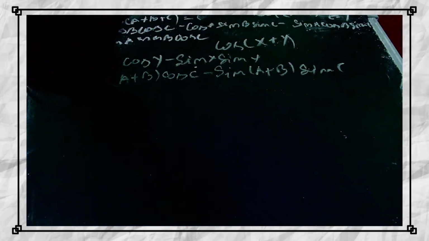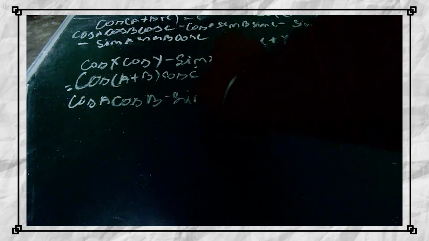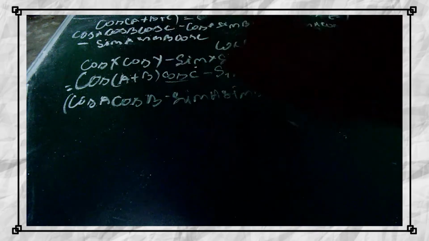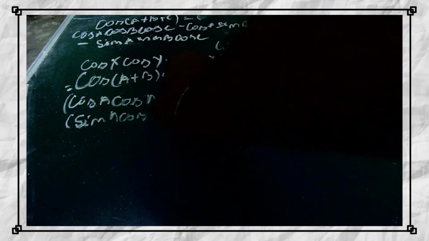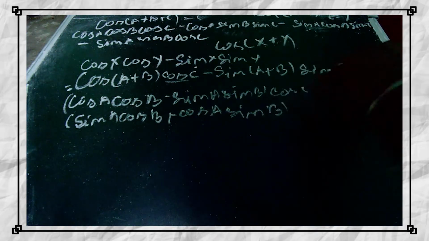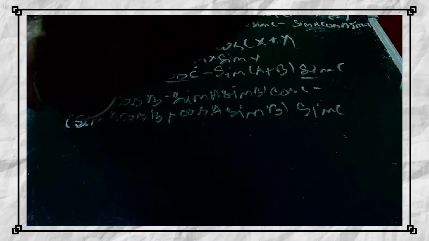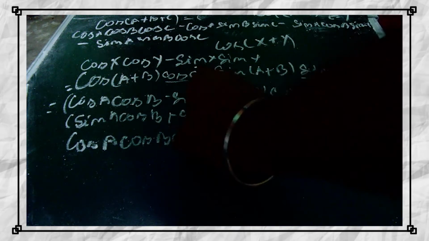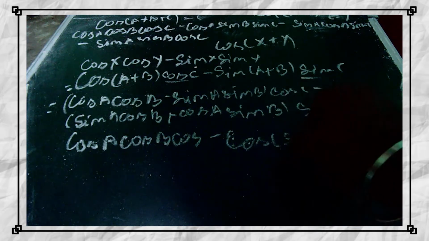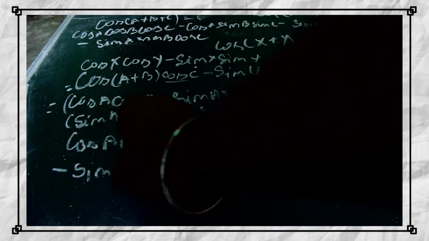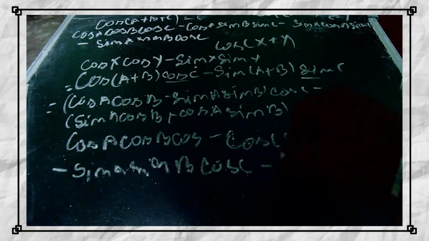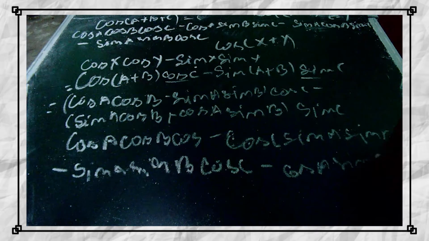So we'll put the formula for cos of A plus B, which is cos of A into cos of B minus sine of A into sine of B, whole multiplied into cos of C, and minus sine of A plus B, which is sine of A into cos of B plus cos of A into sine of B, and this will be multiplied into sine of C. Now after multiplication what we'll get is cos of A into cos of B into cos of C minus cos of C into sine of A into sine of B, and then minus sine of A into cos of B into sine of C, and minus cos of A into sine of B into sine of C.